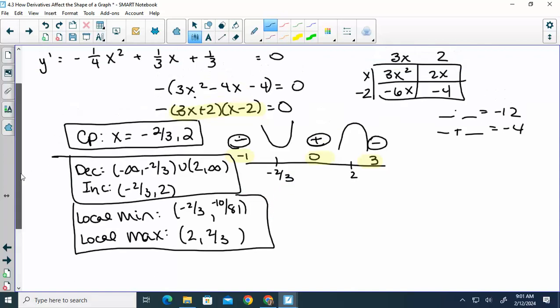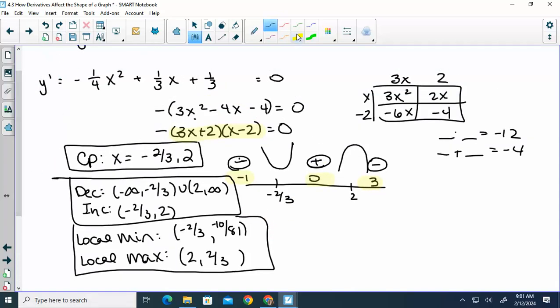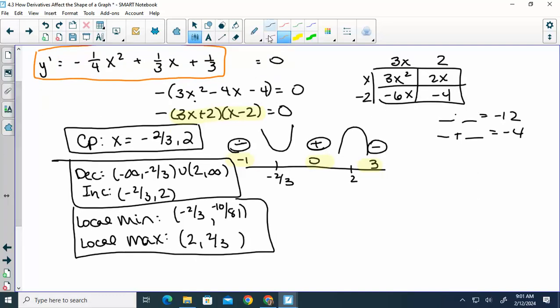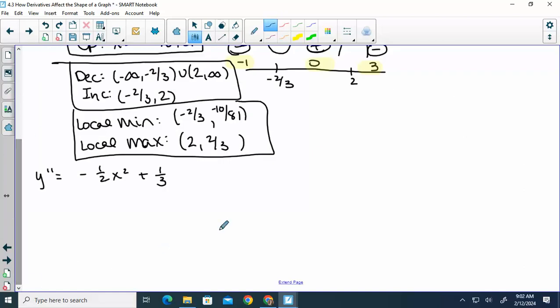Second derivative. Make sure you do that from the original first derivative, okay? We don't want after we multiply by anything. This was the first derivative. So second derivative, I'm going back to that. That would give me a negative 1/2 x plus 1/3. And we need to find out when this is 0. Sorry, that wouldn't be x squared, that'd be x, wouldn't it?